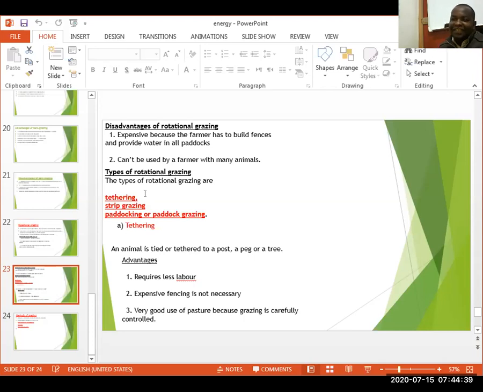So let's look at advantages of tethering. Number one, it requires less labor. Number two, expensive fencing is not necessary. And then number three, very good use of pasture because grazing is carefully controlled. Now, we move to the disadvantages.